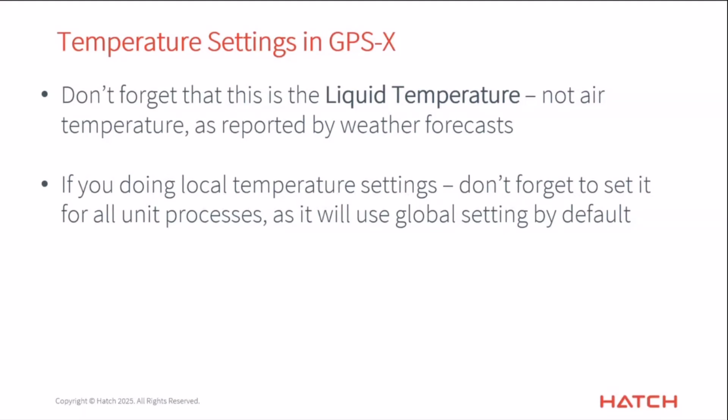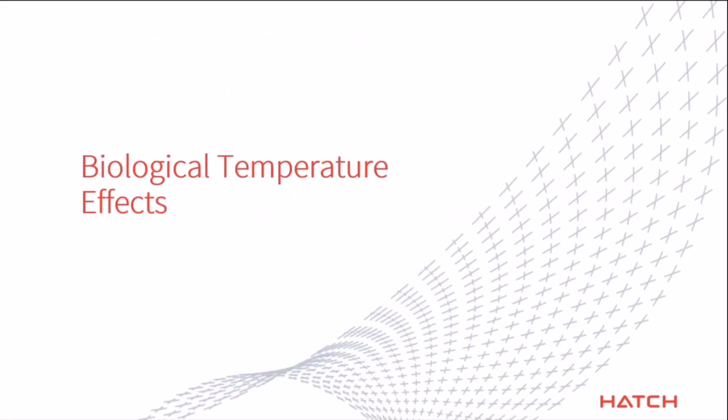And I do recommend that if you're doing the local temperature settings for each individual object, you try to remember to set it for all of them as you go along. Otherwise, it will use the global setting for the ones you haven't set, and that would probably be left at the default of 20 degrees Celsius. So it's up to you. Both ways work. Whatever works for you, go ahead and do that. Okay, so that's how you go about controlling the temperature in GPS-X.